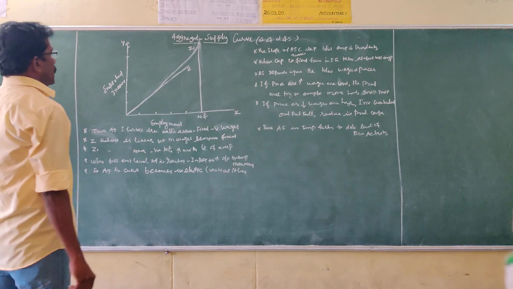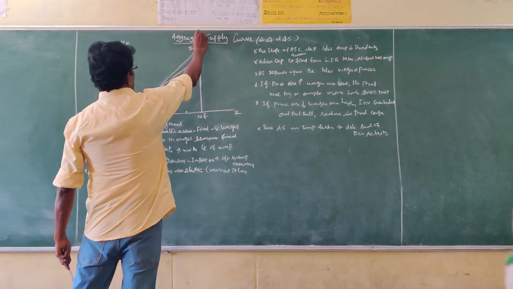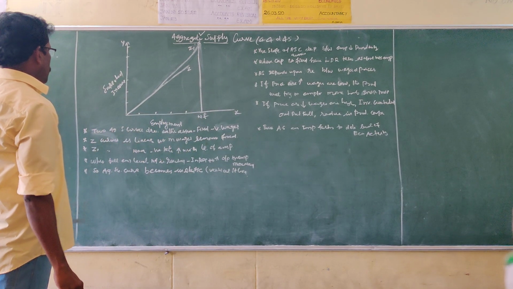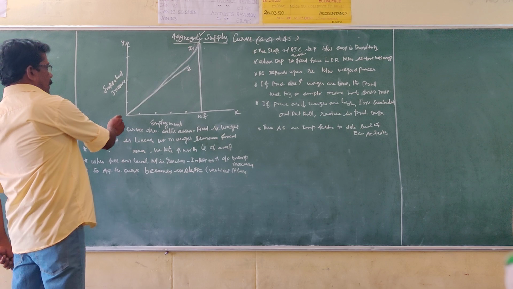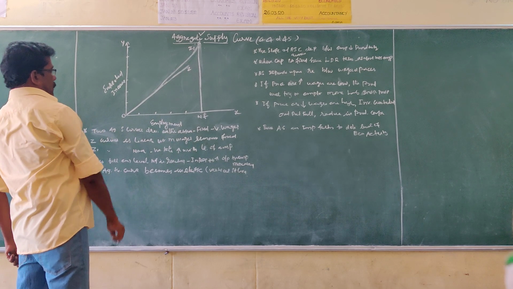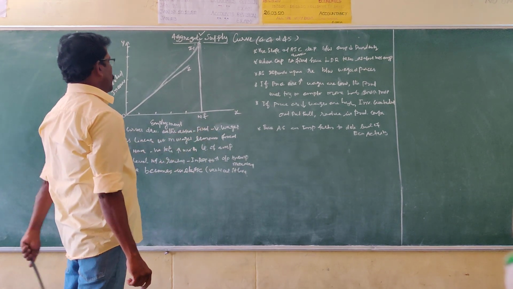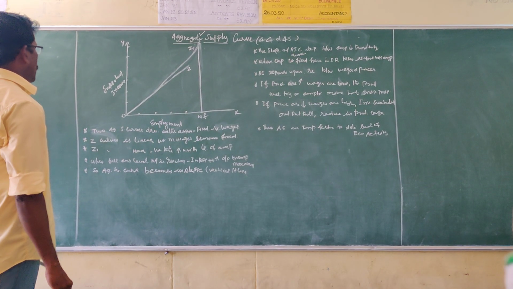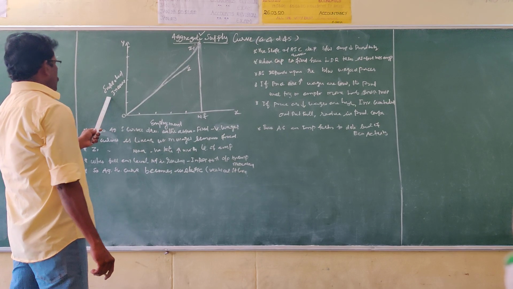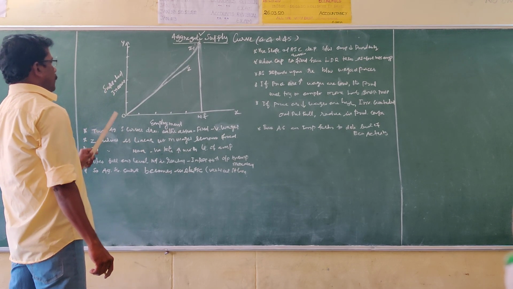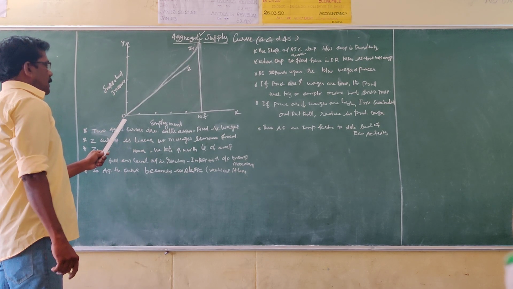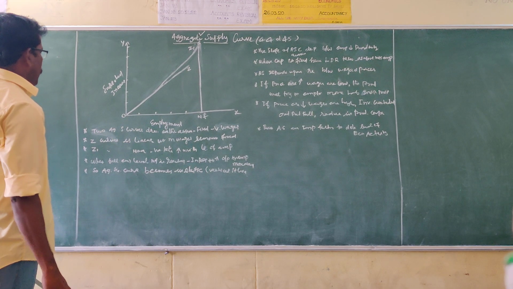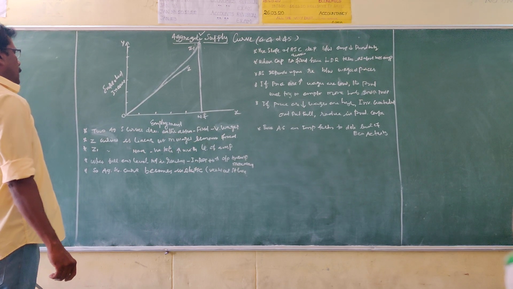Next topic is the aggregate supply curve. Let's explain the simple diagram. The x-axis refers to the level of employment, and the y-axis refers to the expected level of income.